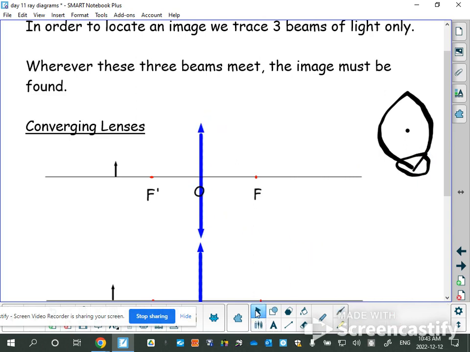So our 3 lines, pretty straightforward. Line number 1, it's going to go from the top of the object, just like we did in the past, into the lens. And when it hits the lens, it's going to go down through the focal point. Remember, this is a converging lens, so it converges or brings light together. So that is rule number 1. Straight in, always starting at the top of the object, always straight into the lens, down through the focal point.